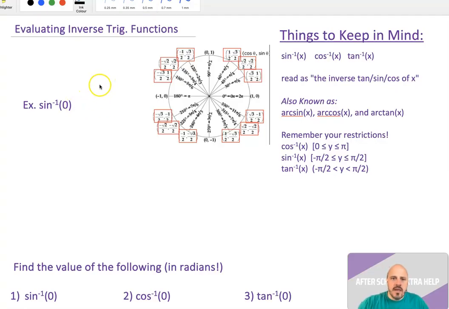Hey, welcome back. Today, let's work on some inverse trig functions. And again, if you want to start right with the questions, just skip ahead a little. I just want to give some brief little reminders about some of these.